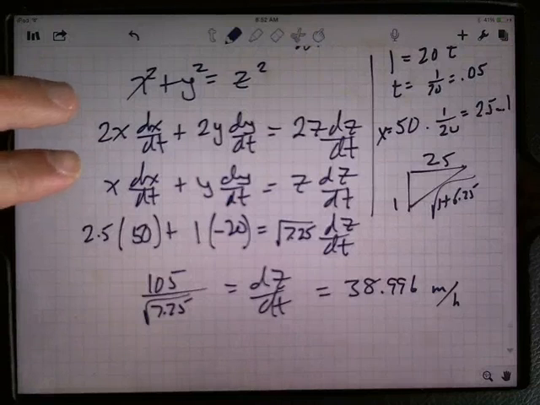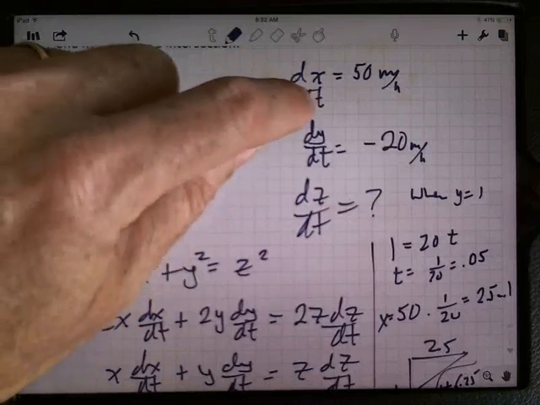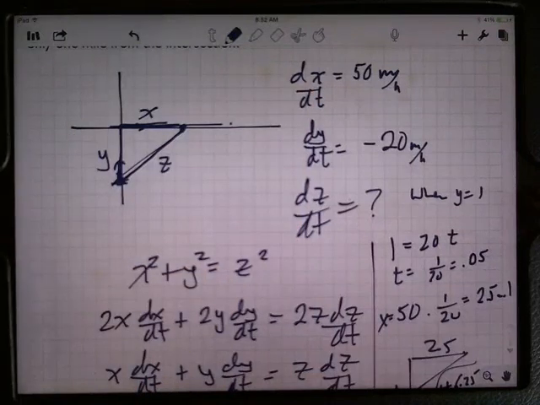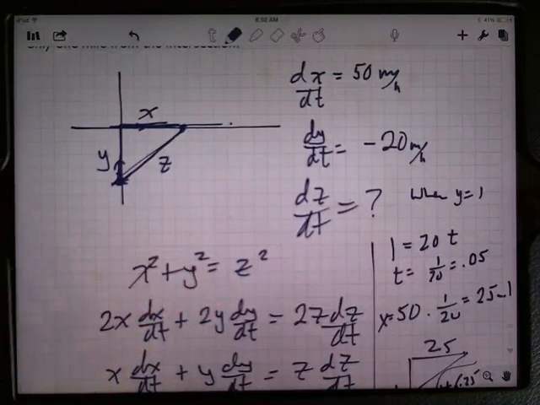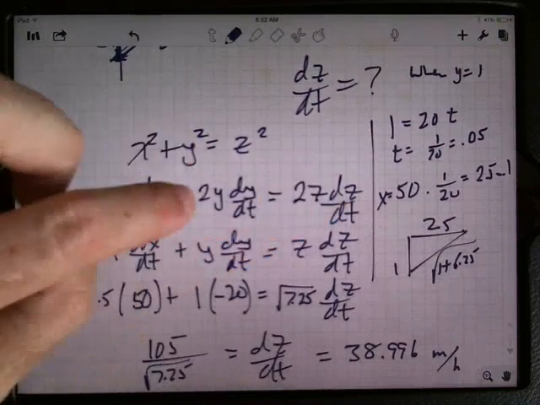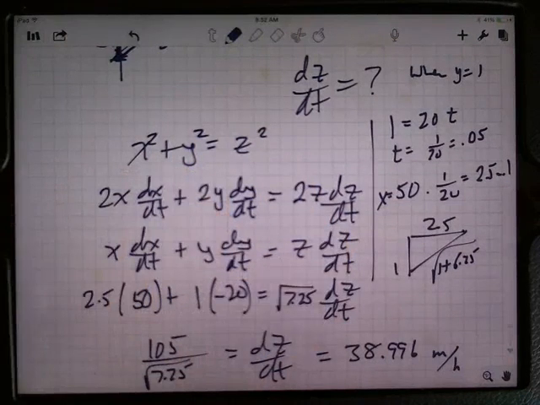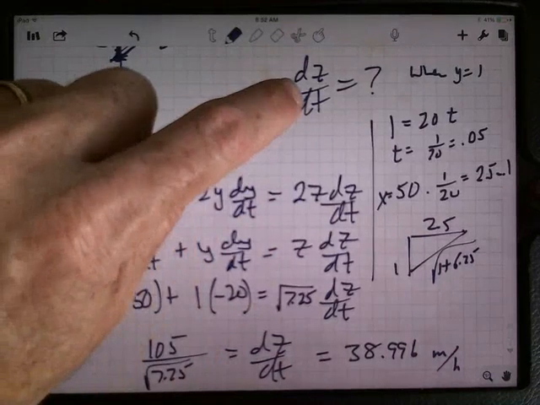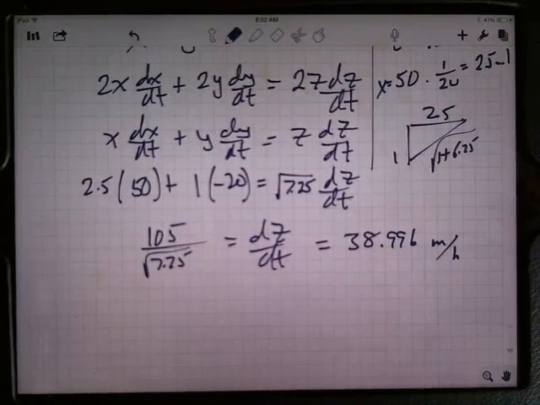A little bit different, only because they gave us 2 rates and asked for a third. We still needed a relationship between the variables x, y, and z, all the stuff that's changing. Even though x, y, and z are changing in length, the Pythagorean theorem is always true. And so when I differentiate with respect to t, I get a relationship between the rates dx/dt, dy/dt, and dz/dt. Plug in everything I know. Maybe I have to do a little work to get everything I know. But solve for the rate that's unknown, and we've got it. There you go.